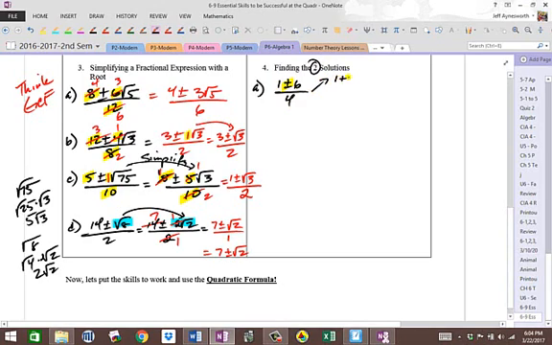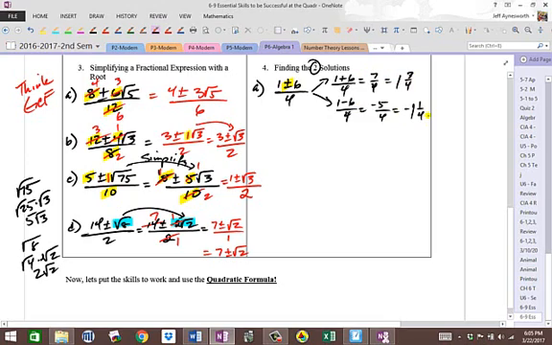Ooh, that's not very hard. So you get 1 plus 6 is 7 divided by 4 is 1 3/4. And then you get 1 minus 6 is negative 5 divided by 4, or negative 1 1/4. So you're looking for 2 solutions here, guys.